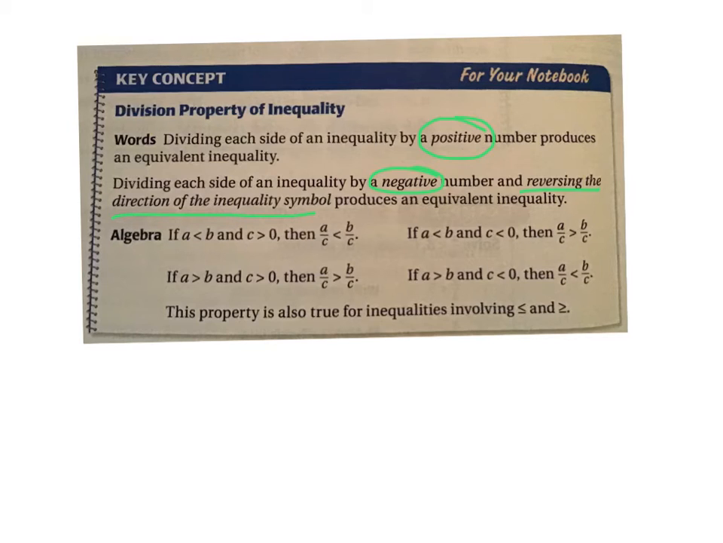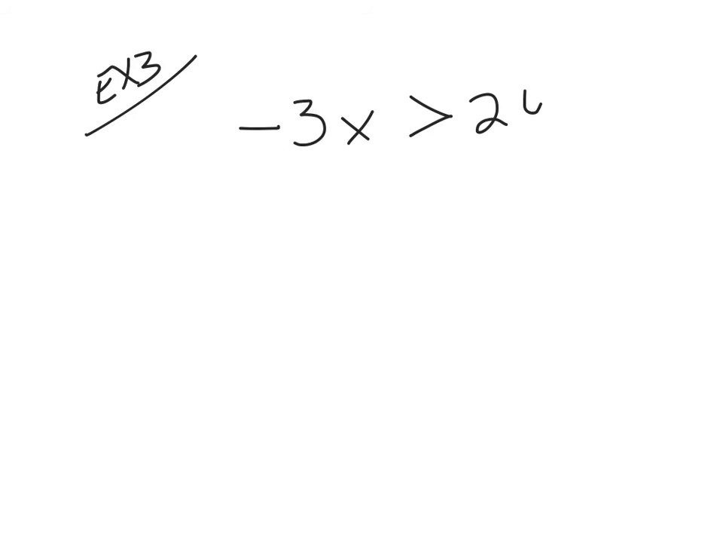Okay, same thing we just did, except for now we're going to be dividing, which actually means we'll be multiplying because it was division. No, we were multiplying. We'll be dividing. Let's look at example 3. Negative 3x is greater than 24.